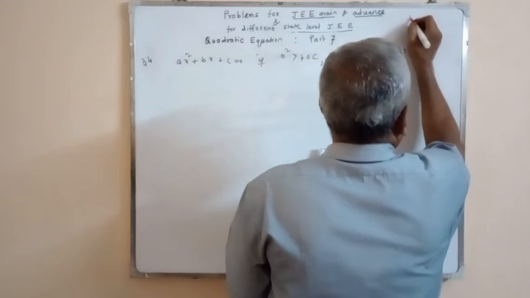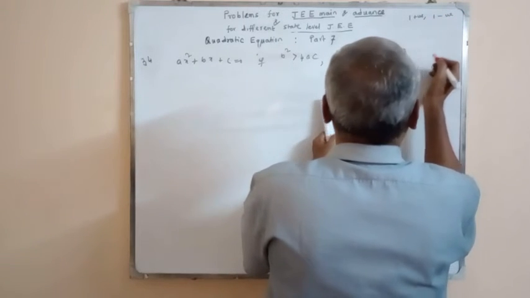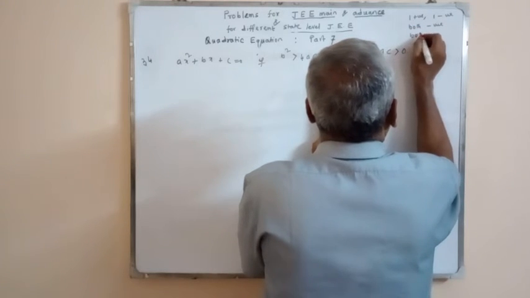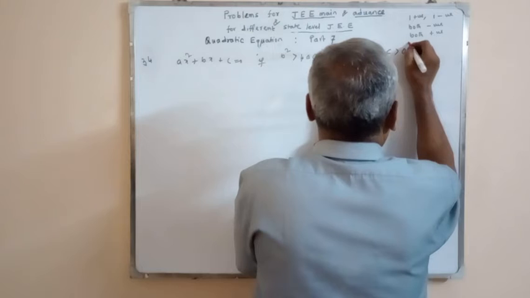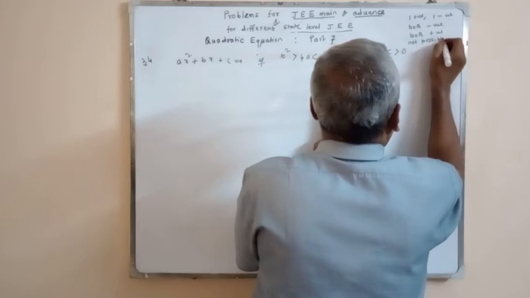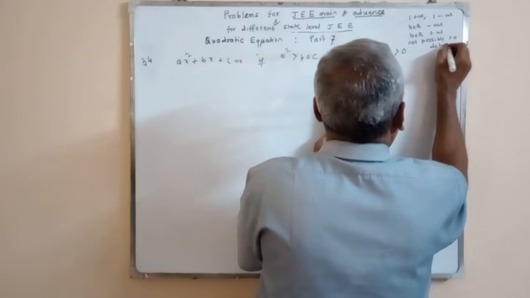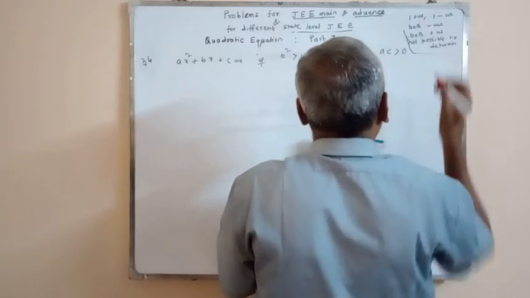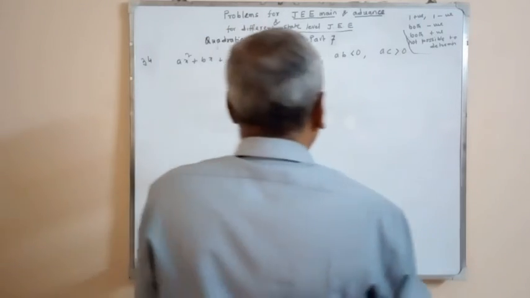Options are: one positive root and one negative root; both negative; both positive; not possible to predict, to determine.